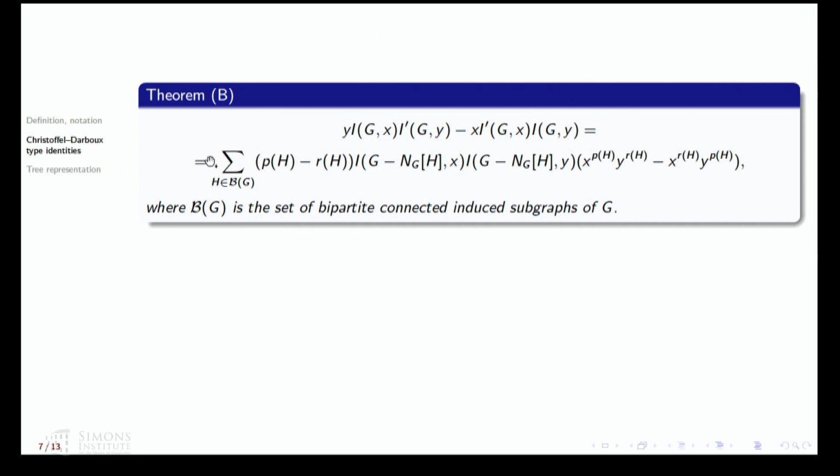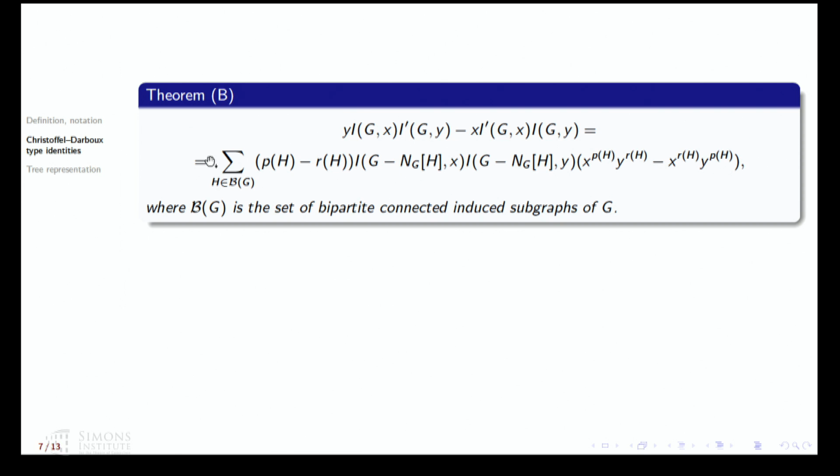So there is another formula what we can write up. Now I write it immediately, the second line. So this is the expression. Here we have all the bipartite connected induced subgraphs of G. This is the summation. And we will have here P and R. They are the cardinality of the color classes. P is one side, R is the other side. And it's really symmetric in changing X and Y, so it will work.